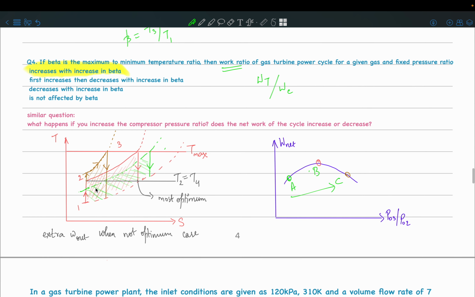you can see that the net work done is actually the area enclosed in this cycle, isn't it? And the area will initially increase. So the area of the red shaded region is more than the area of the green shaded region. But then if you further increase the compressor pressure ratio, the area decreases. So from this diagram, is it clear that the net work done by the cycle will first increase up to some optimum, and then it will decrease as you increase the compressor pressure ratio? Is this clear?